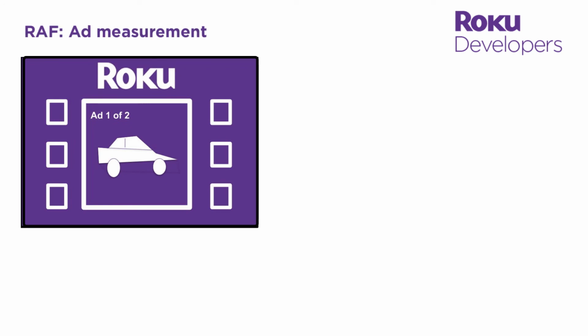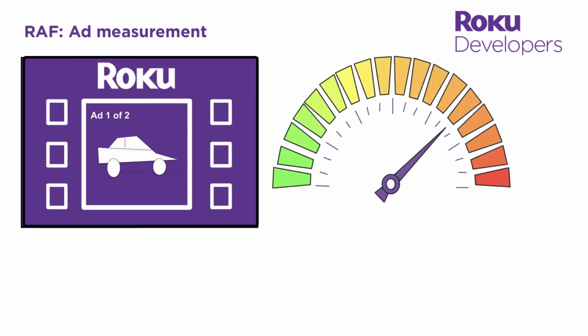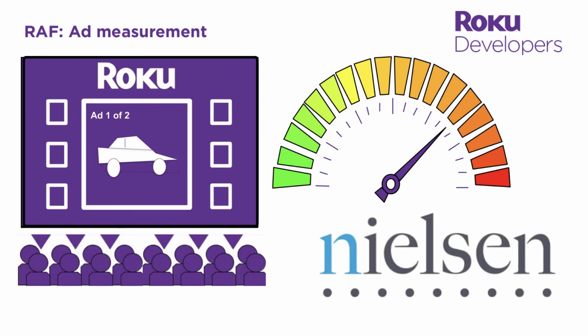One of the key benefits of advertising on the Roku platform is measurability, and RAF provides a set of APIs that enable audience measurement through Nielsen DAR, DCR, and other platforms.